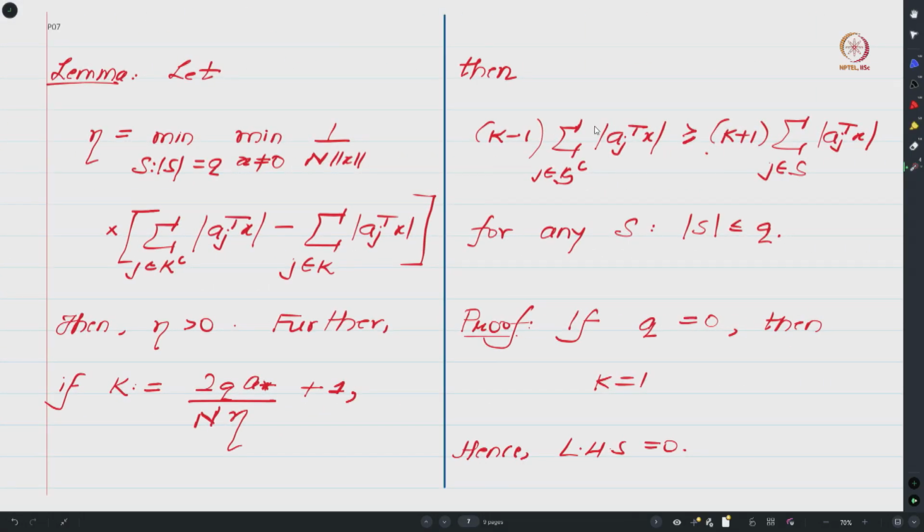Is this okay? So what is the technical result? It says that suppose eta is defined in the following way. I will go over the details.